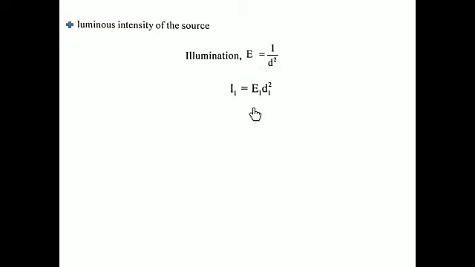E is nothing but 100, D is nothing but 4. Substitute all these values and find the illumination in the unit of candle power. So it is nothing but 1600 candle power. Solve and check this value.